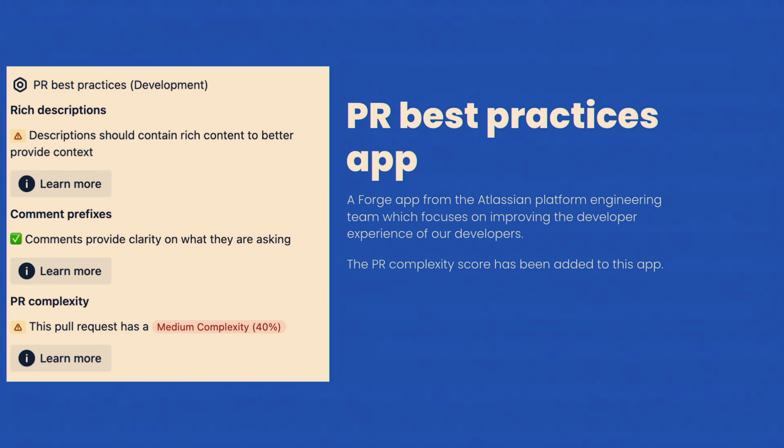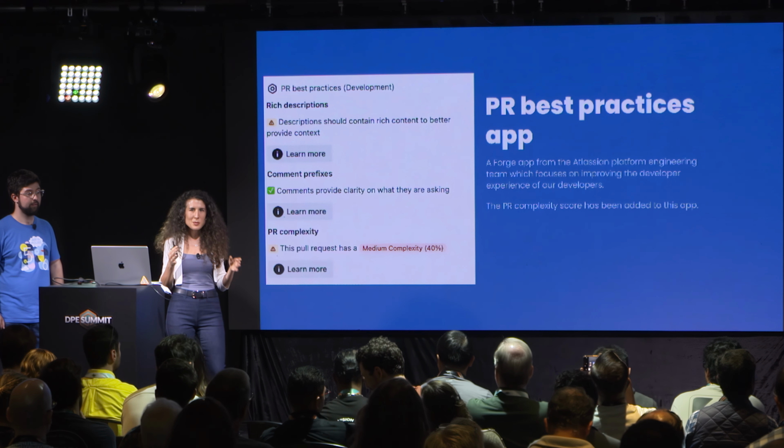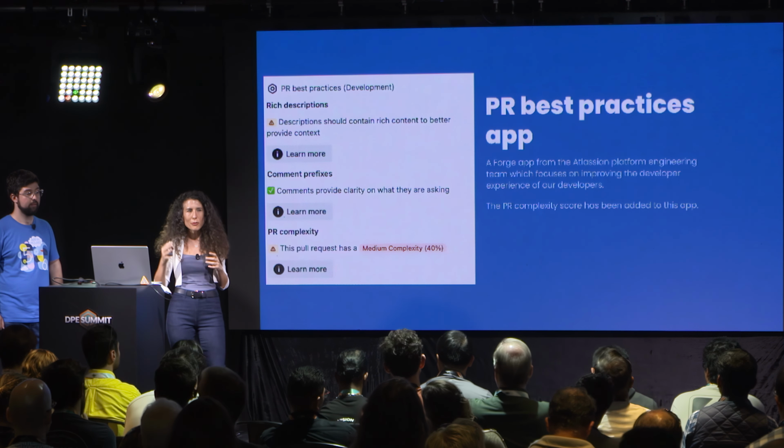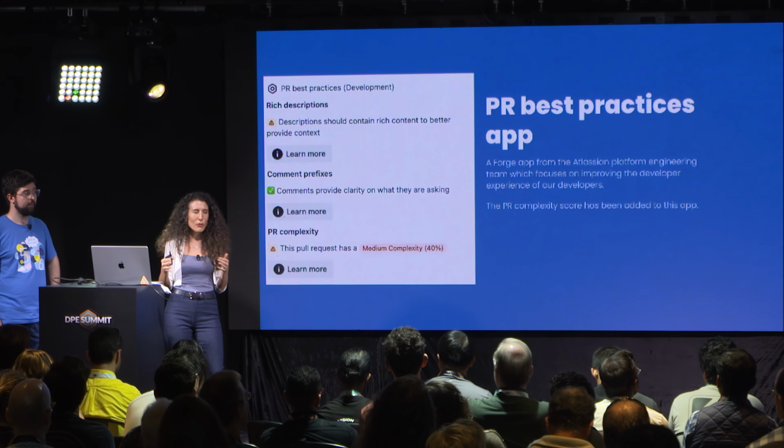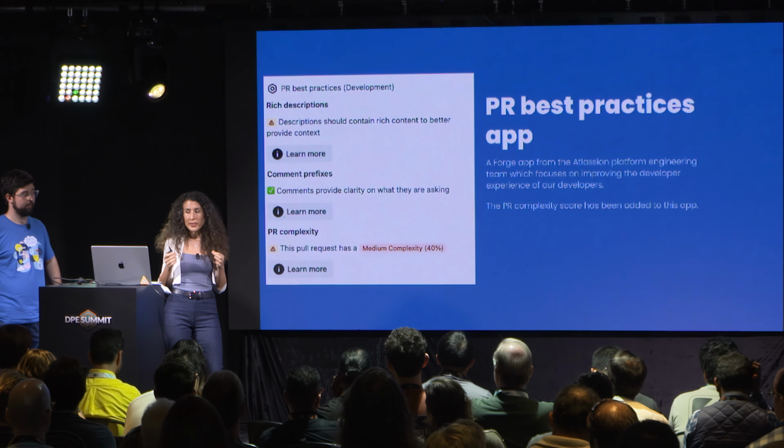So the complexity score is really just one of the aspects of this app that our internal platform engineering team built and made available for everybody at Atlassian. The goal of this team is to improve the developer experience of the Atlassian internal developers. And while they were looking for the most critical opportunities, they realized that each team has a set of best practices, but these best practices are maybe in a document, on a Confluence page somewhere, and so it's hard for the team members to locate them when they need it.